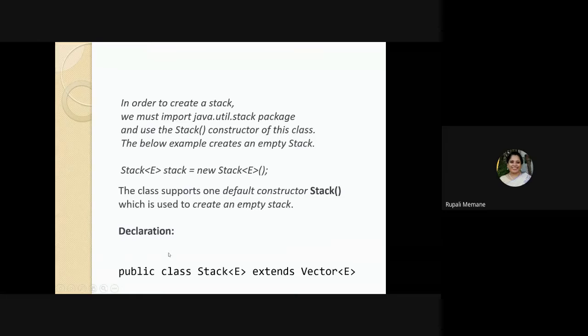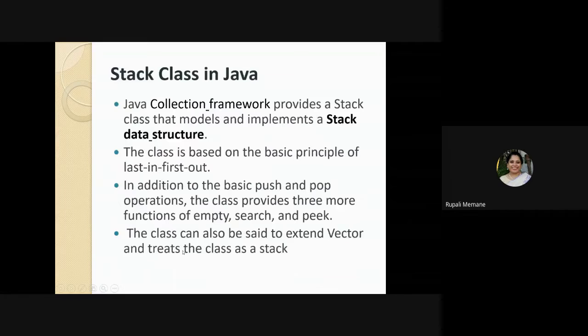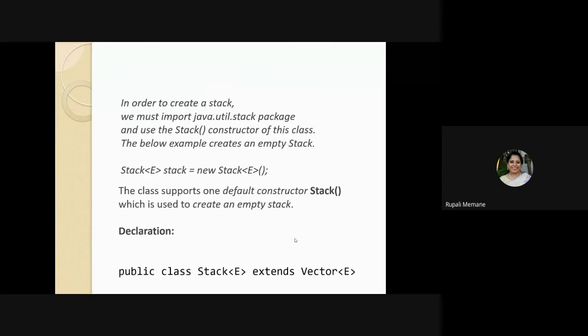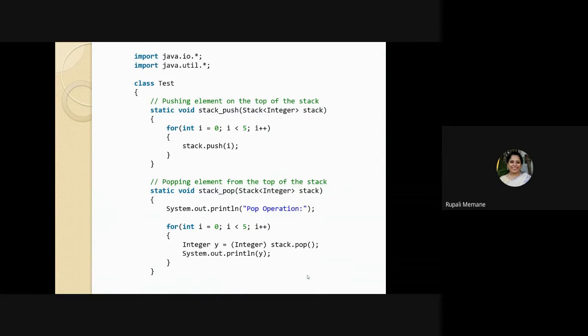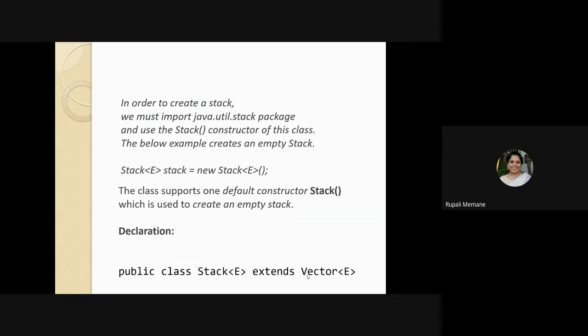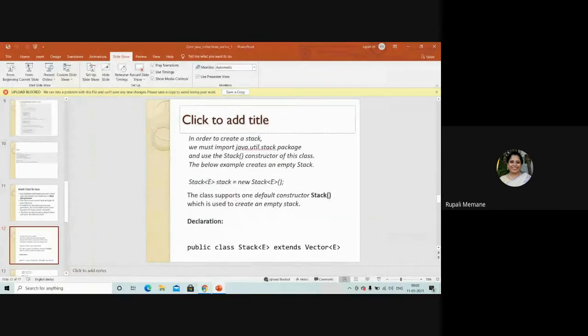Now, how do you declare it? They've given you an example. We have seen that the Stack can be said to extend the Vector class, and the Vector class will then treat it like a stack. So if I extend it, it will be public class Stack<E> extending the Vector collection. Now we will see the methods. Let's see the methods of this class.